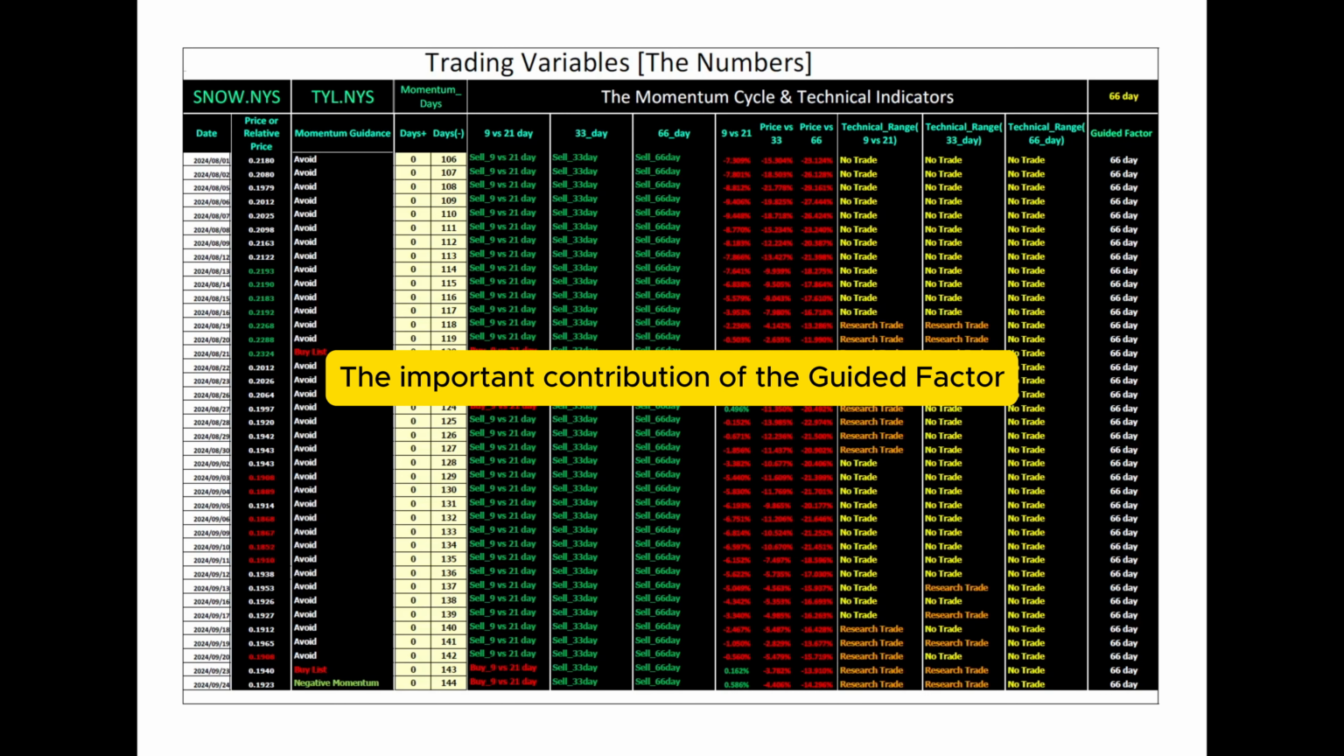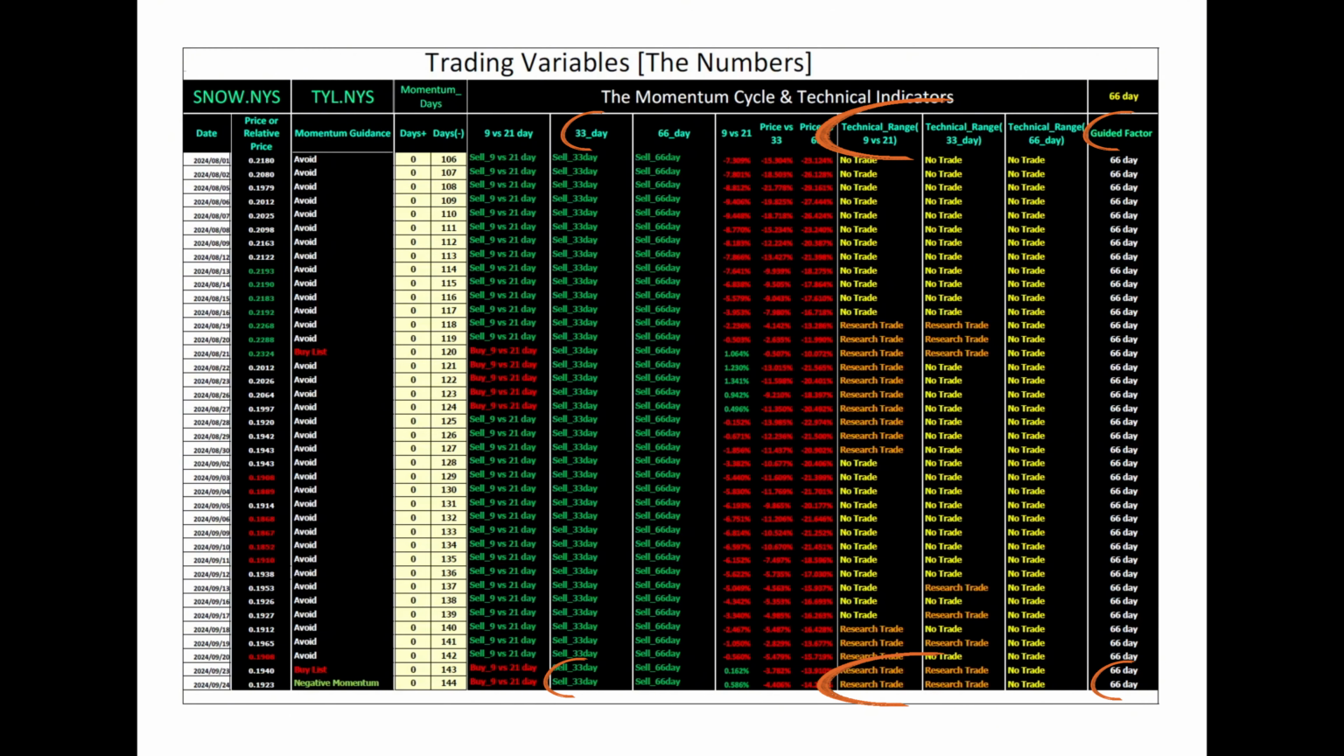The important contribution of the guided factor. The length of the momentum cycle determines the guided factor. The selected guided factor here is the 66th day, as the current momentum cycle has been negative for 144 days.